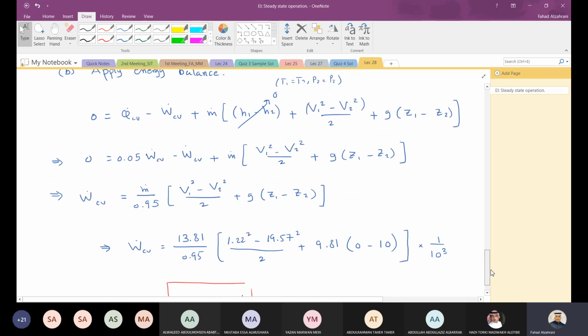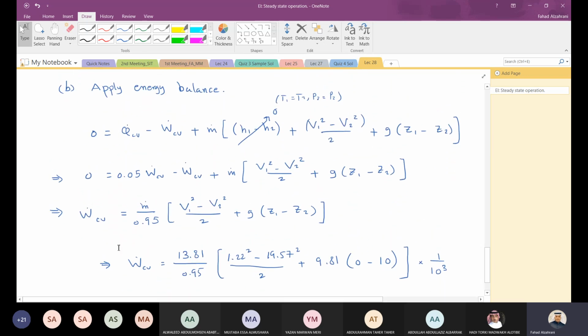If you notice, guys, when I applied this, now I'm plugging in numbers. But I want you to be careful with the Z here. G times Z1 minus Z2, do not just put 10. Some students make the mistake and put the difference, which is 10 meters. You need to reference it. You need to use Z1 as a reference value and Z2 is the elevation value. So Z1 is 0 minus 10.